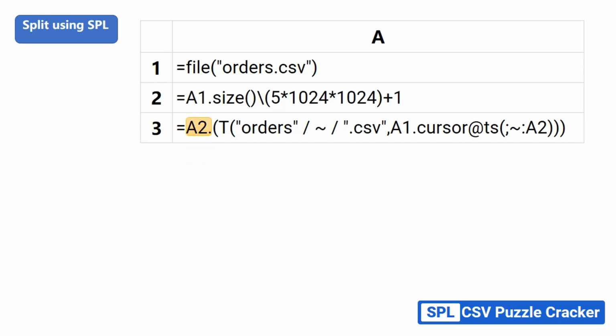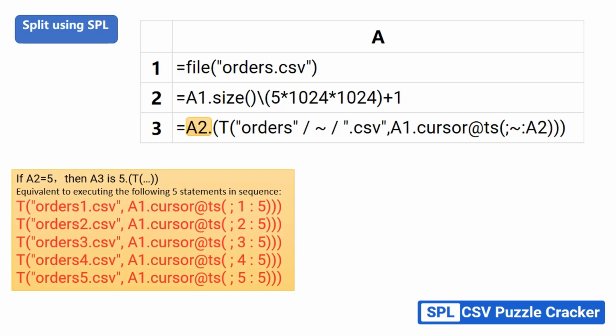A2 parentheses is a SPL specific loop function that will execute the code in parentheses A2 times. If A2 is 5, then the T function in A3 will be executed 5 times, where tilde represents the loop variable, and it will loop in order of 1, 2, 3, 4, and 5.